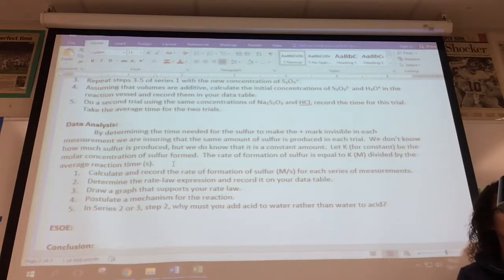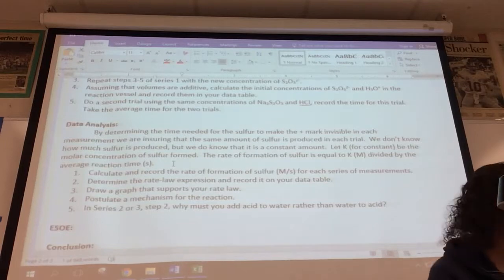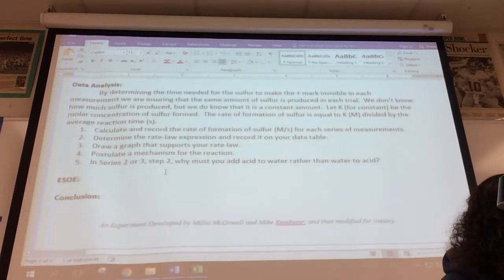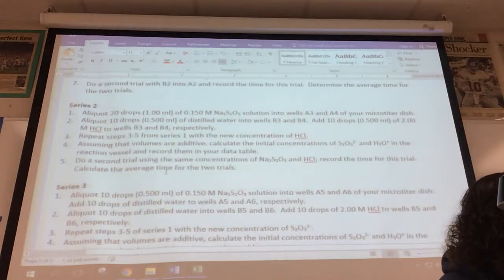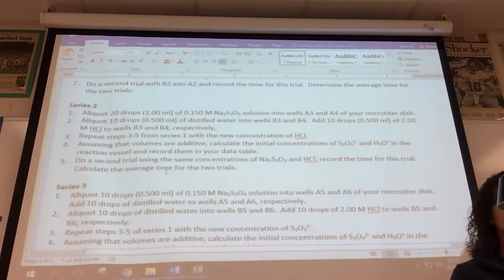That's a question you sometimes see in part 1 of an AP exam where they're looking for lab technique. That's why I've thrown it in here. You'll write your ESOE and conclusion, and you can do it all on the Chromebooks as you've done. The lab's very self-explanatory. Read carefully.